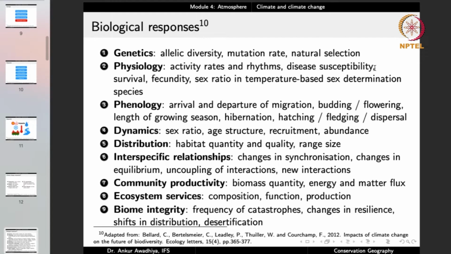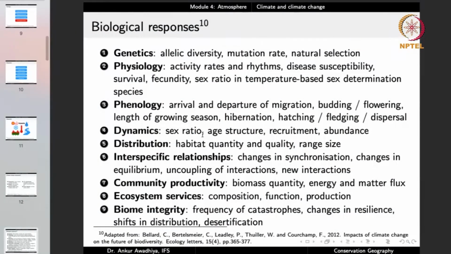The organisms are becoming more and more susceptible to diseases because of living in more extreme states, which is changing the survival of organisms. It is changing the number of young ones that these organisms have. It is changing the sex ratio in temperature-based sex determination species, such as reptiles, like the crocodiles or the turtles. So when the temperatures increase, we'll find more males or more females, depending on the species we are talking about. Now, if in a population all the young ones are males or all the young ones are females, the survival of this population will be at stake, because you will not have a good sex ratio in the next generation.